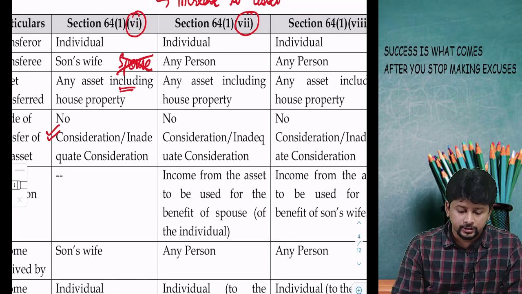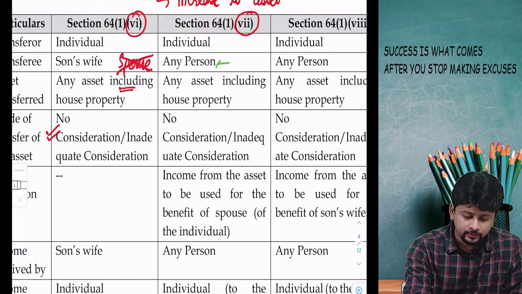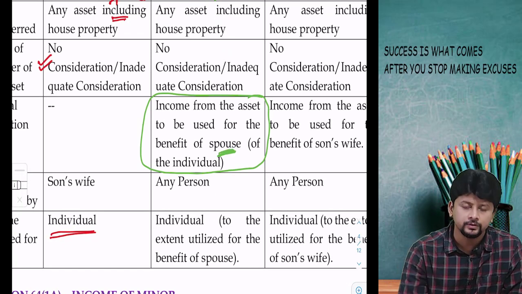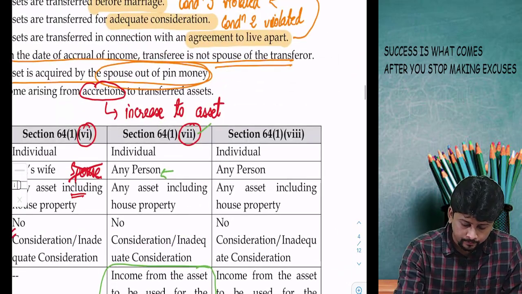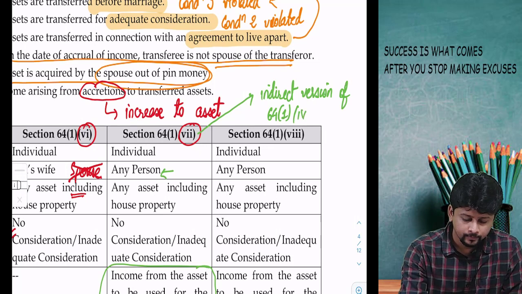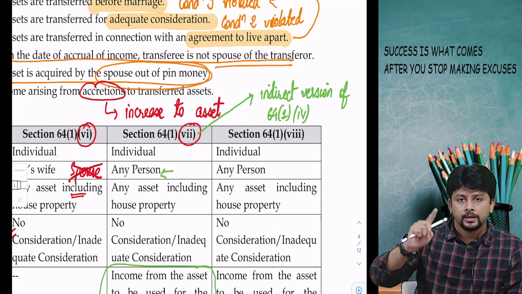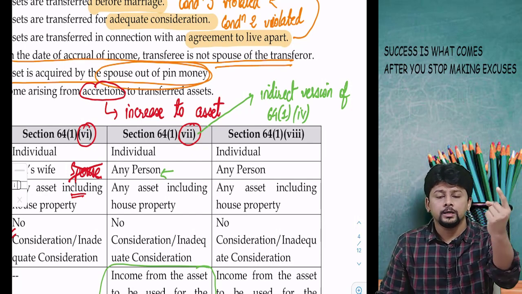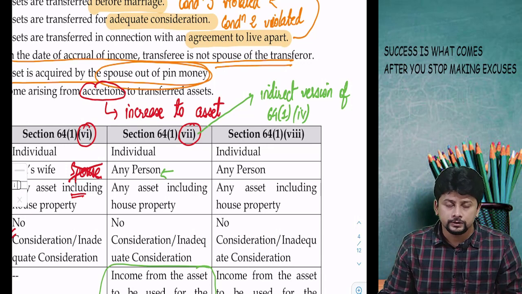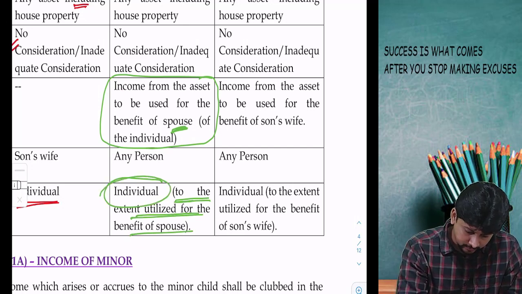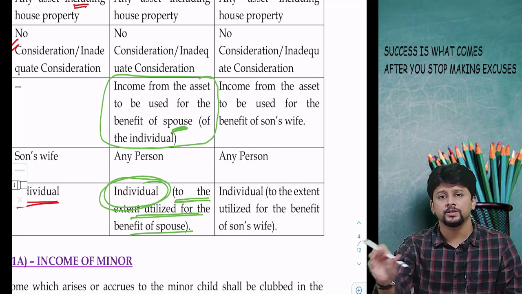64(1)(vii): the individual is transferring an asset to any person, but the condition is that the income from the asset should be used for the benefit of the spouse of the individual. So 64(1)(vii) is the indirect version of 64(1)(iv). In clause 4, we gave the asset to the spouse. In clause 7, we are giving the asset to somebody else, but we are telling that person, use a certain part of the income for the benefit of my spouse. So indirectly the benefit is going to the spouse. That means to the extent the income is utilized for the benefit of the spouse, that much income will be taxable for the individual, balance income will be taxable for that person.